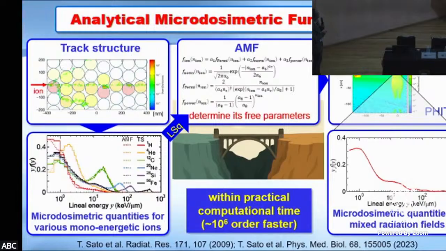Then we implement this function into the condensed history method of PHITS. Then we can evaluate the microdosimetric quantity in mixed radiation fields. So the important point is here. If we use track structure simulation, we can evaluate only a certain monoenergetic particle, but we can estimate the microdosimetric quantity in any radiation field within practical computational time, roughly 10 to the 6th order faster compared to the track structure simulation.